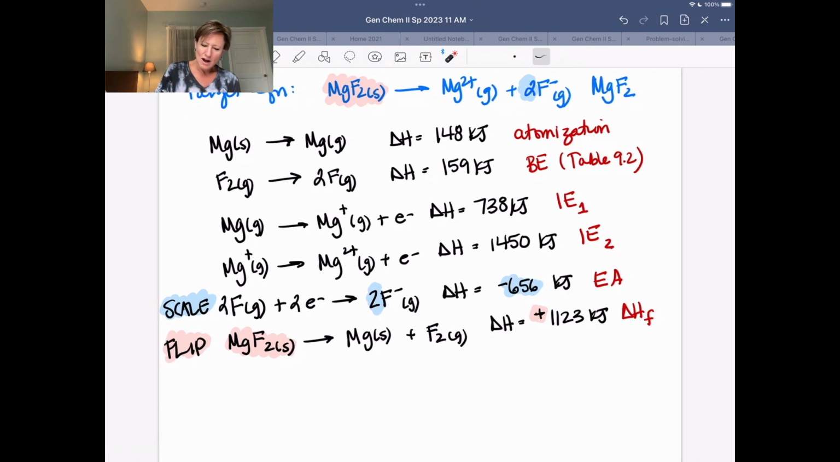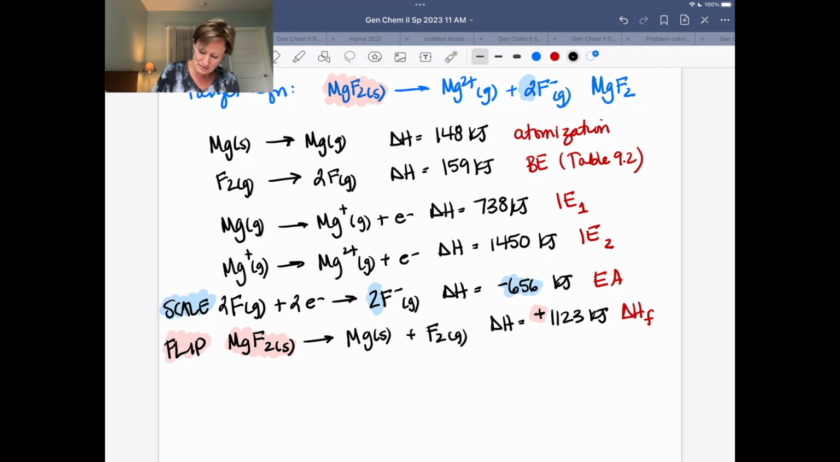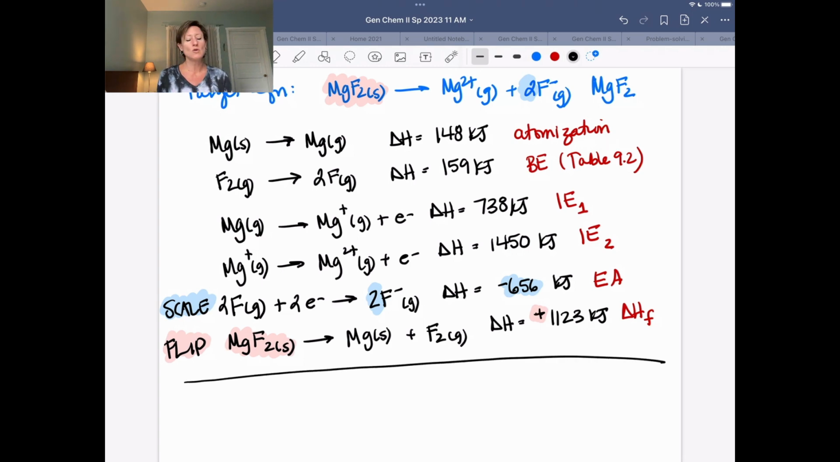Okay, so I've gone ahead and done that. These four equations, we didn't do anything to. Again, here's what they are. We've labeled them. I've scaled and flipped these last two equations. So the last piece here is to ask: do these sum up to our overall target equation?